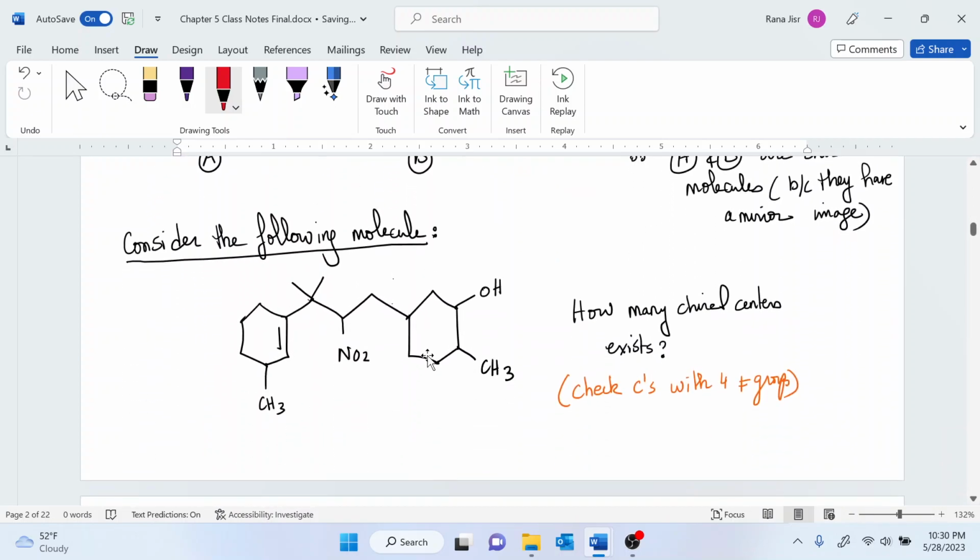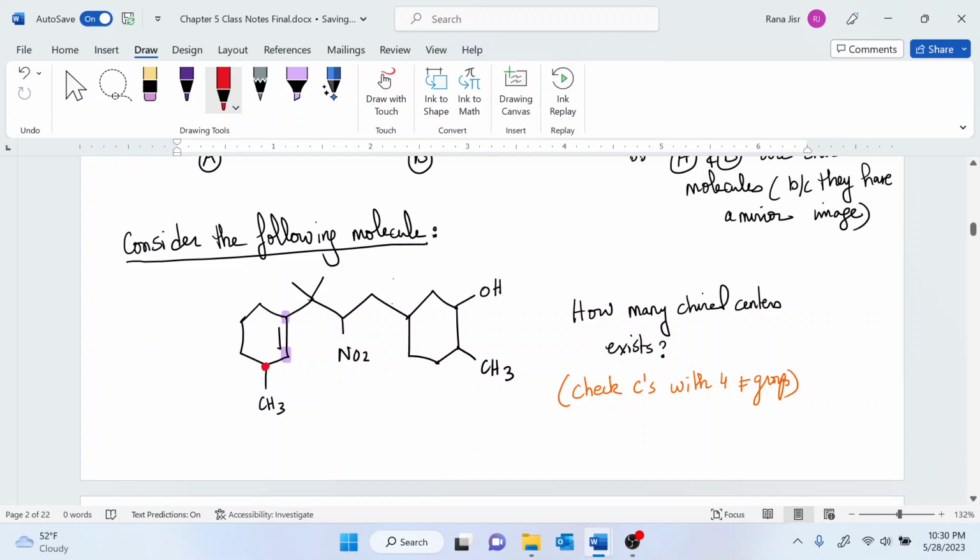Let's consider the following molecules in there. So how many chiral centers do you have? You need to go over every single sp3 hybrid carbon. So these carbons in here, these are sp2. You skip them. So let's go ahead and consider every single carbon.